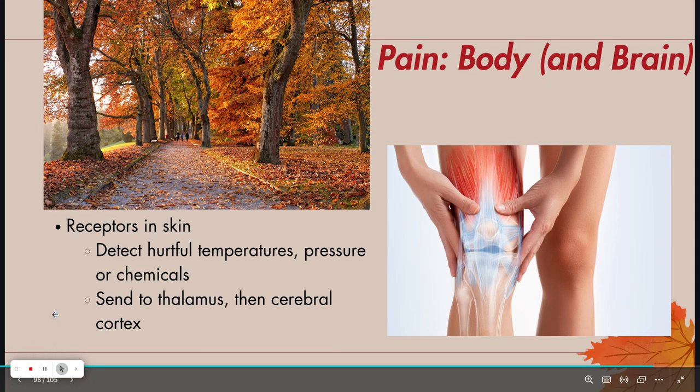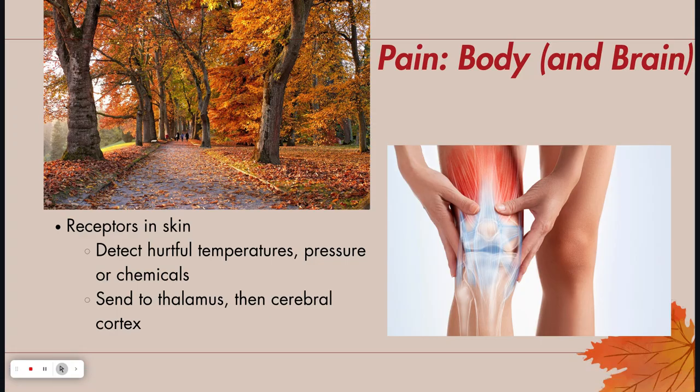So, similar to touch, pain is felt by the body and partly through the brain, meaning what we're thinking about as well. But just like touch, it starts with receptors in our skin that detect things like harmful temperatures, pressure, or chemicals. And similar to touch, it's sent first to the thalamus, but then sent throughout various areas in our cerebral cortex.